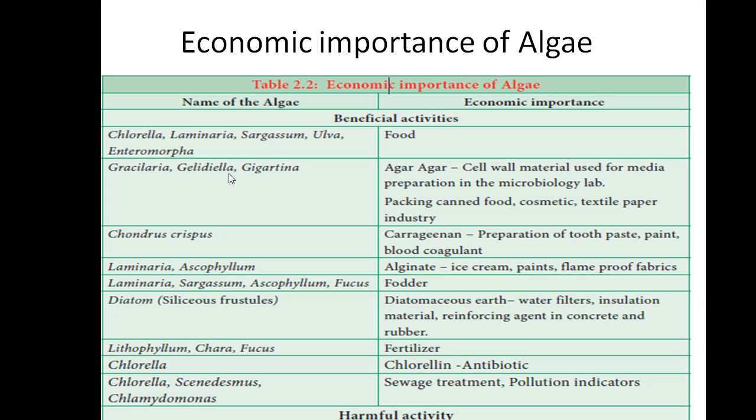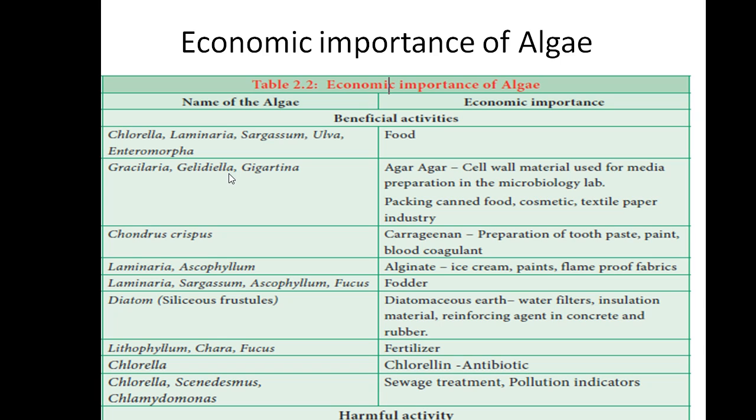Again, Chlamydomonas is used in sewage treatment, that is wastewater treatment, and as a pollution indicator. When our environment is polluted with dangerous pollutants, these kinds of algae are used as indicators. These are all the beneficial activities of our algae.